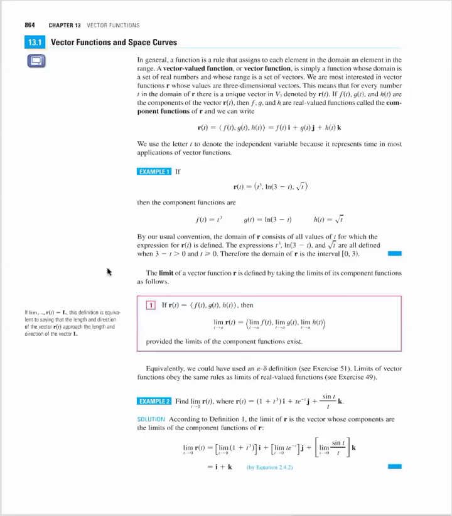So take a look at example 1. It has an example of what the component functions are for a certain vector function. It talks about the domain of that vector function. Pretty good basic stuff here. It talks about how to take the limit of a vector function. It's literally just the three limits of the three component functions, provided they exist. We're not going to worry about epsilon-delta definitions in this class. Example 2 shows finding the limit of a vector-valued function.